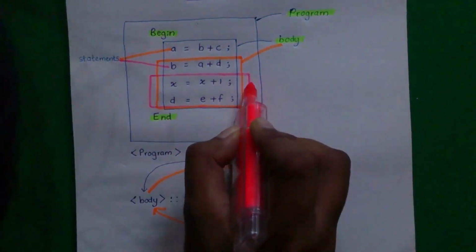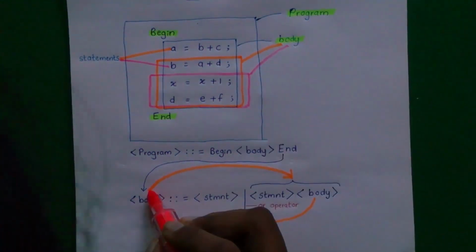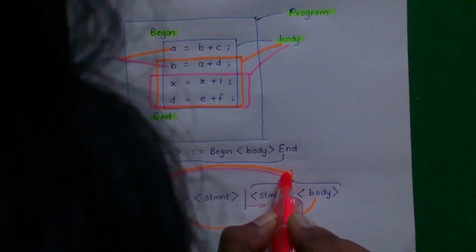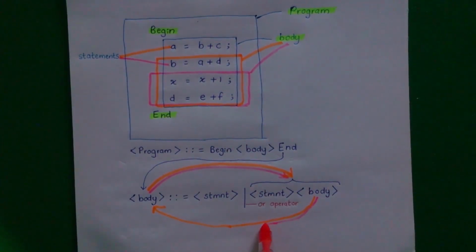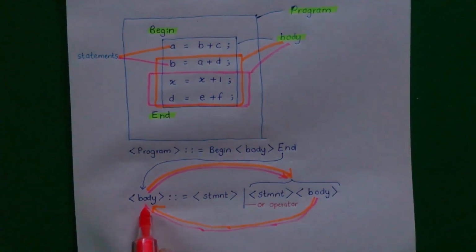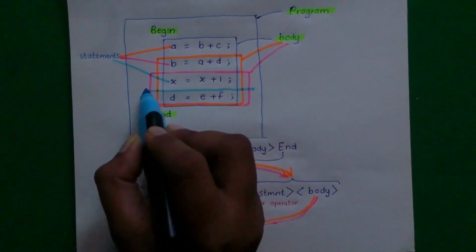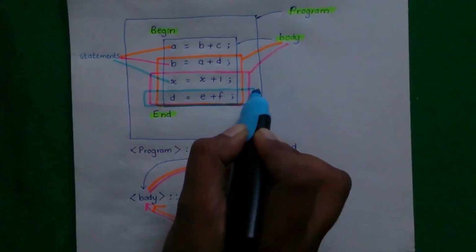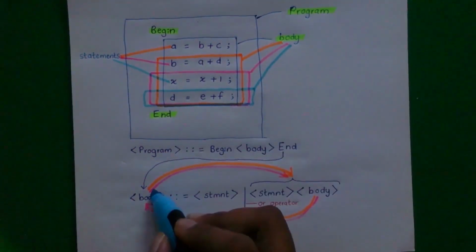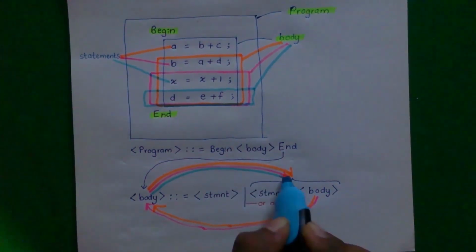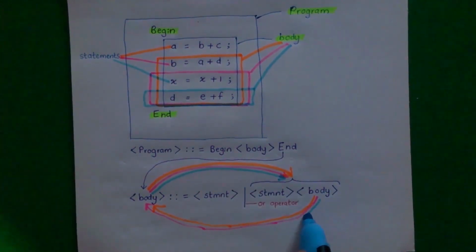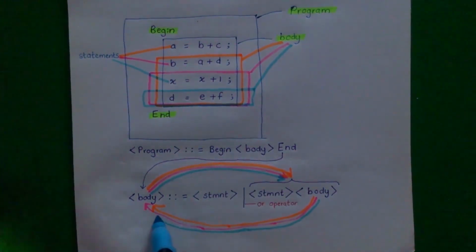Then in the second case, B equals A plus D statement followed by the last two statements. Those last two statements are considered as the body part here. So the body part is calling itself again. Then in the third case, X equals X plus 1 statement is followed by the last statement. Here the last statement is considered as the body part. So the body part is calling itself again.